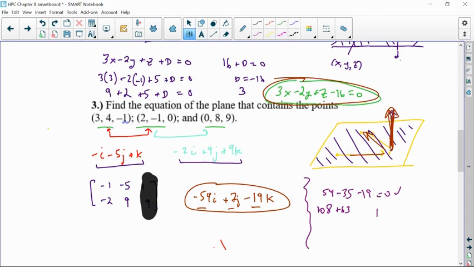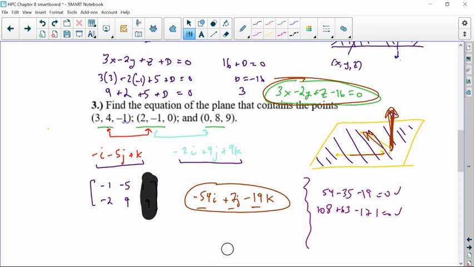9 times 9 is 81. Carry my... minus 171. And then, good: 108 plus 63 is 171. Minus 171 is equal to 0. Okay, so I just want to check my work to make sure I had the right coefficients.